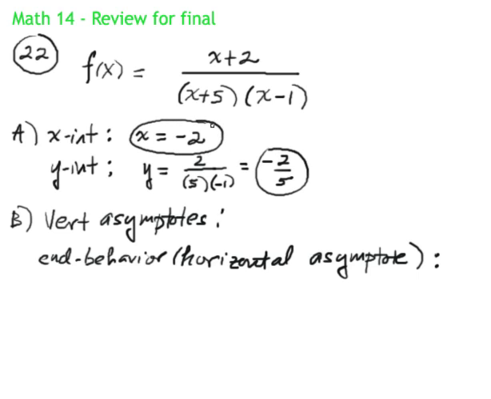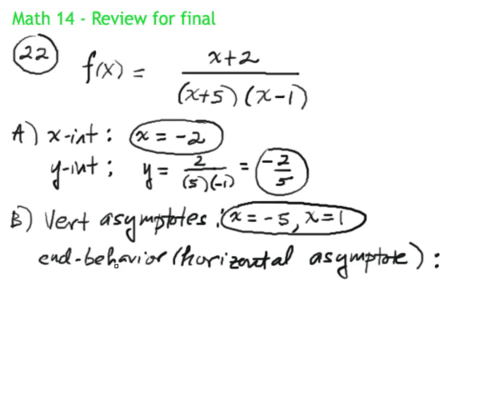And there's our x-intercept. Okay, vertical asymptotes. Vertical asymptotes occur when the denominator is 0. So that would be x equal minus 5 and x equal 1. Okay, those are the vertical asymptotes.